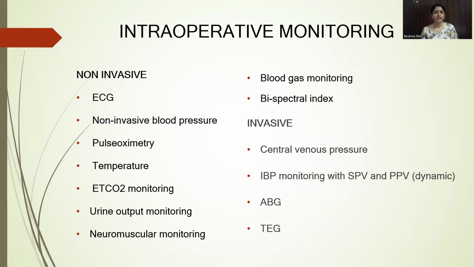The intraoperative monitoring includes standard ASA monitoring, including electrocardiogram, non-invasive blood pressure, pulse oximeter, temperature monitoring, and end-tidal carbon dioxide monitoring, along with urine output monitoring, neuromuscular monitoring, blood gas monitoring, and bispectral index. If the patient has chronic liver disease with hepatocellular dysfunction or is posted for a major surgery involving major fluid shifts, invasive monitoring with intraarterial blood pressure, placement of central lines, arterial blood gas analysis, and thromboelastography may be used.